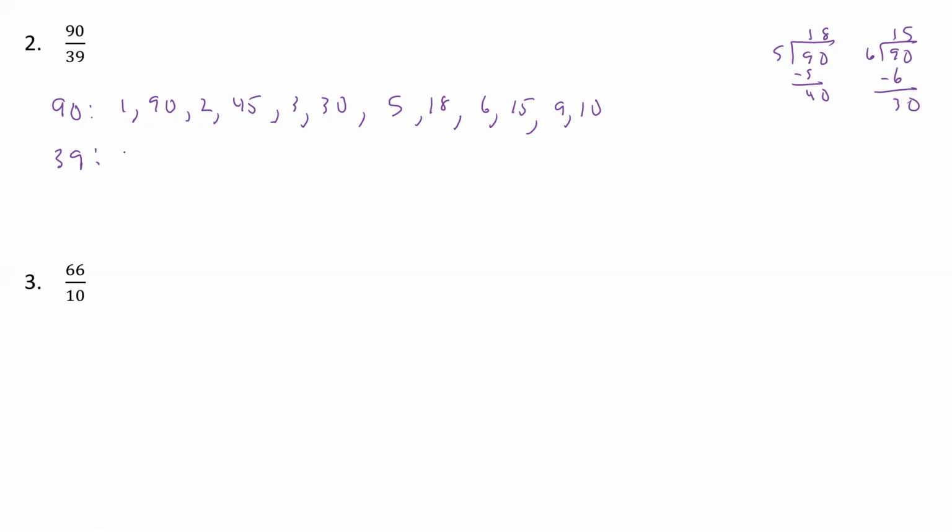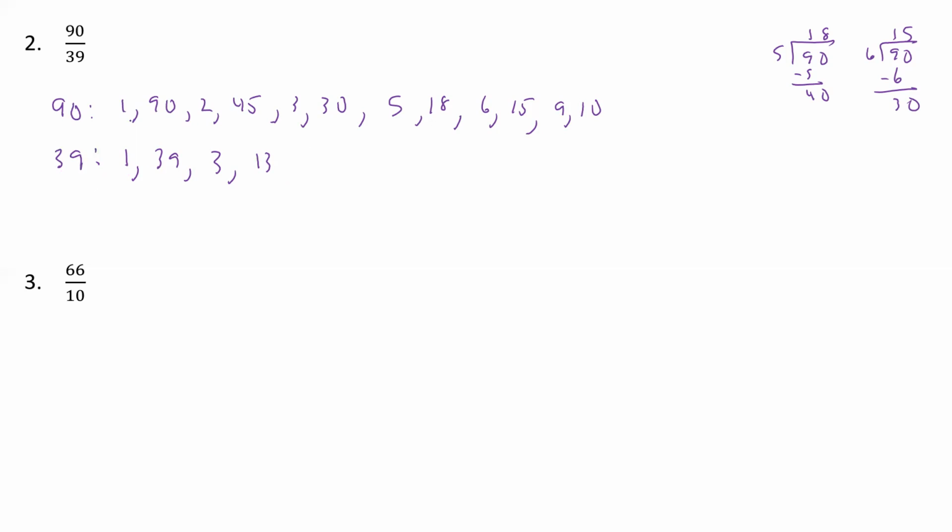Now, what about 1 and 39? So 39 is what we're working with now. 2, that won't go in there, but 3 will. 3 will go in here 13 times, okay? And then 4 won't, 5 won't, 6 won't, 7, 8, 9, 10, 11, 12. Then we're back to 13. So that looks like that's the only factors, okay?